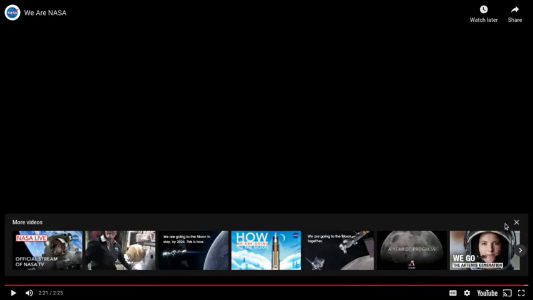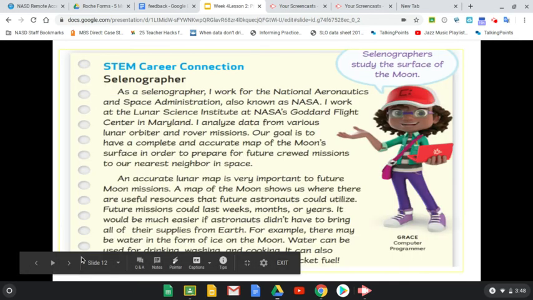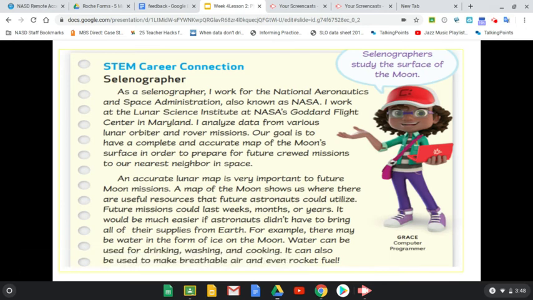Okay. So I'd like you to just think about all that goes into the next mission to the moon, and how a selenographer would help this be possible. Like a computer programmer, boys and girls, a selenographer analyzes data, and they analyze the data to make a map of the moon.